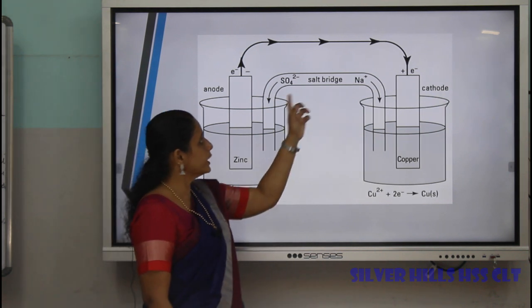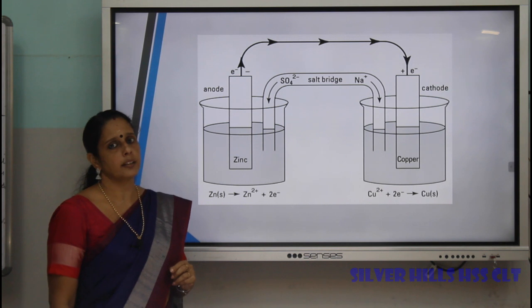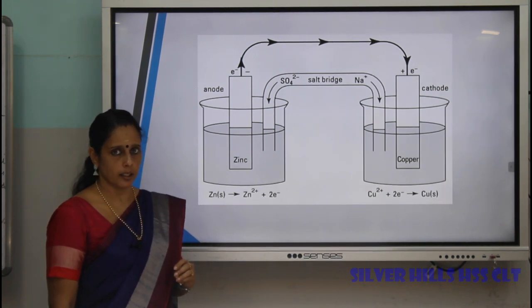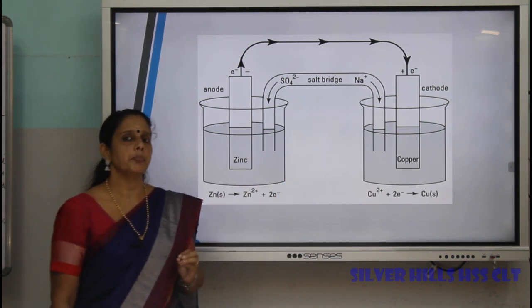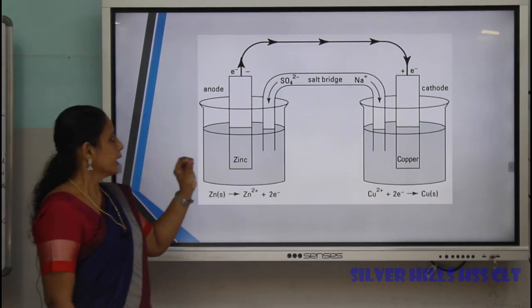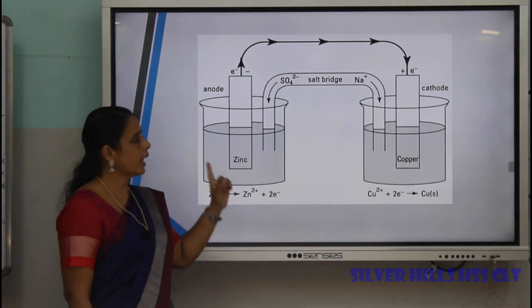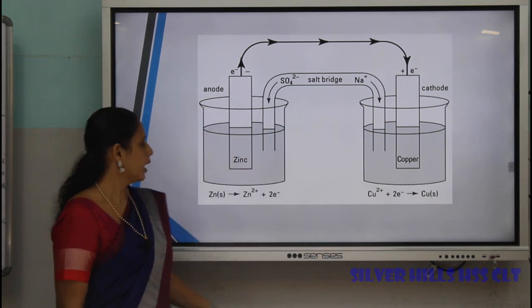Salt bridge is an inverted U-tube containing an inert electrolyte like potassium nitrate, ammonium nitrate, etc. to maintain the electrical neutrality between the solutions. In the anodic half cell, oxidation takes place, and in the cathodic half cell, reduction takes place.